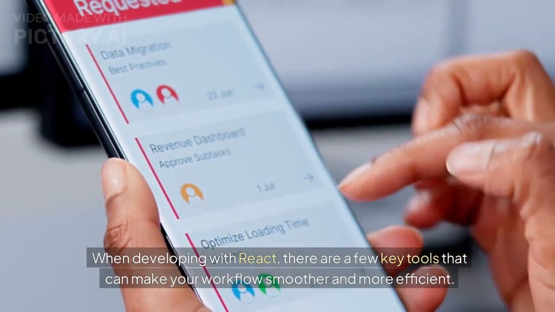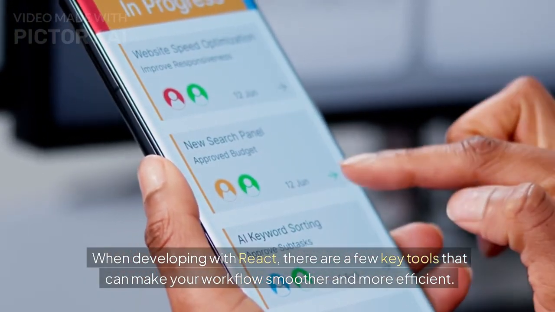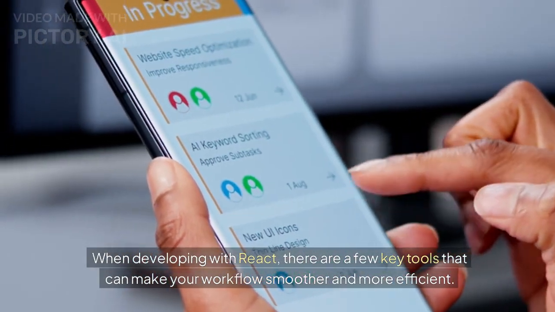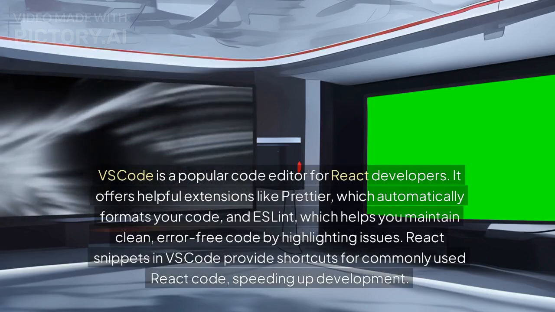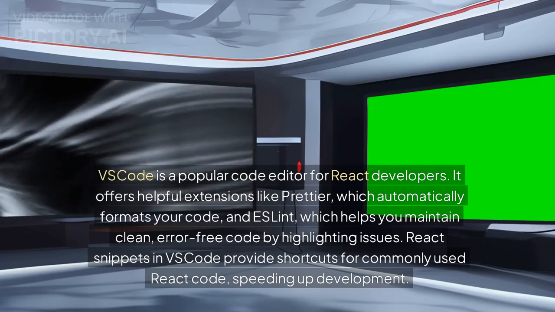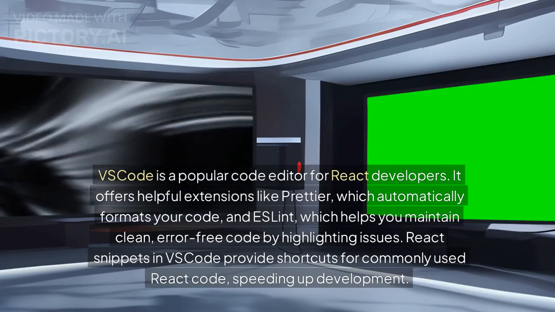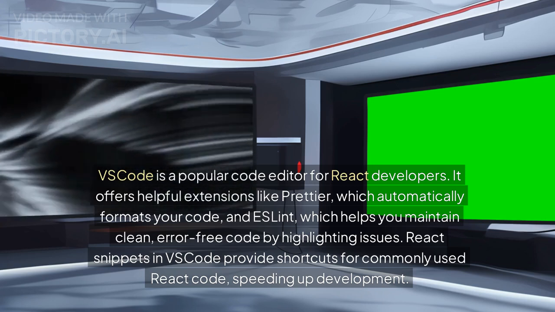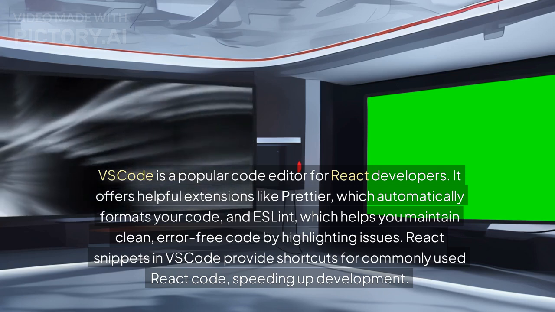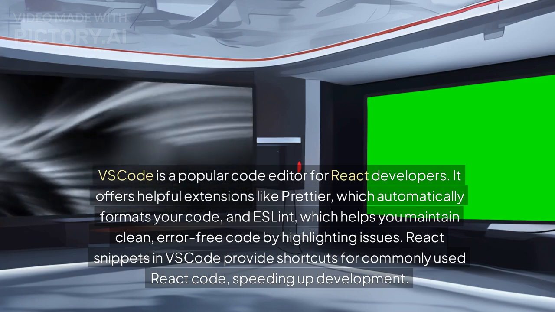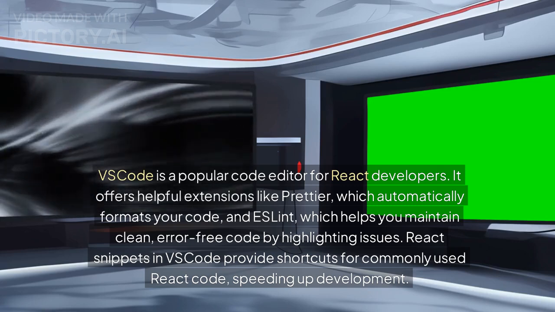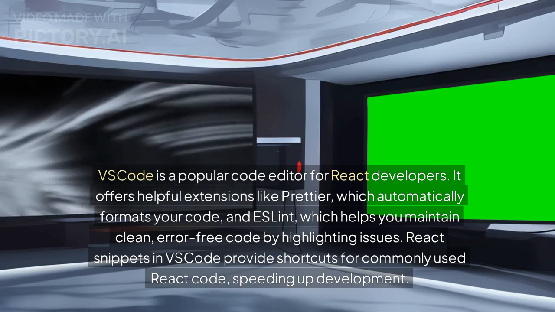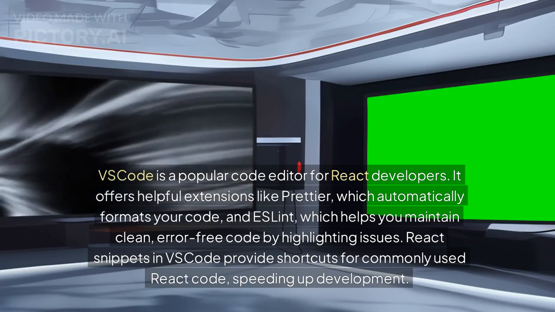React development environment and tools. When developing with React, there are a few key tools that can make your workflow smoother and more efficient. VSCode is a popular code editor for React developers. It offers helpful extensions like Prettier, which automatically formats your code, and ESLint, which helps you maintain clean, error-free code by highlighting issues. React snippets in VSCode provide shortcuts for commonly used React code, speeding up development.